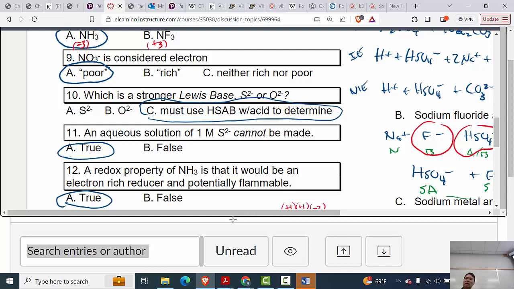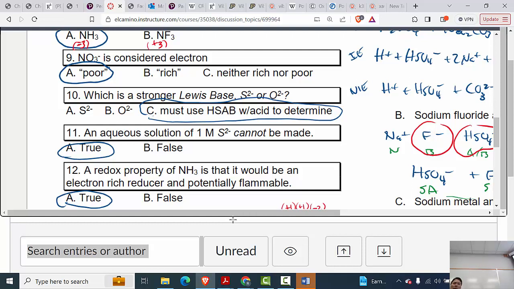You can tell by what we call the negative charge density. Which one's a bigger ion? Which one's a smaller ion? Oxygen is smaller. They both have the same charge, so oxide is going to be a stronger base. That's Bronsted, but for Lewis, we have to look at what it's reacting with. Do you guys remember what HSAB stands for? Anybody? Hard soft acid base.